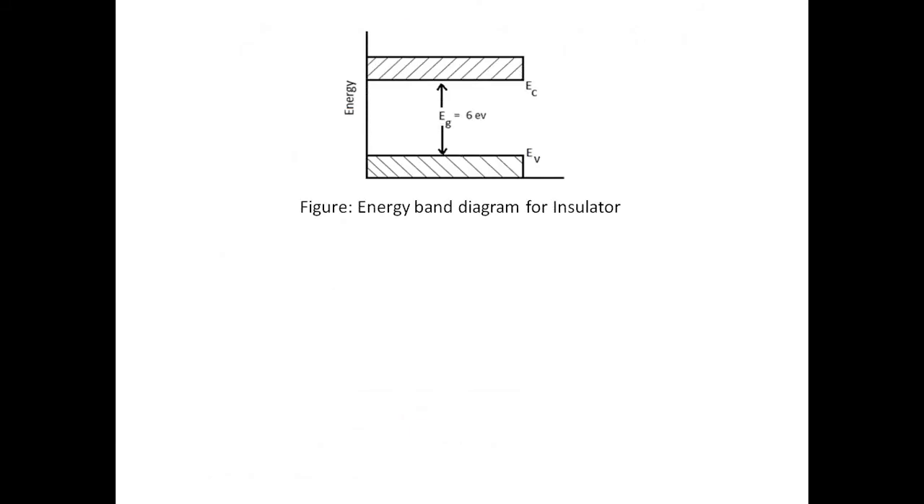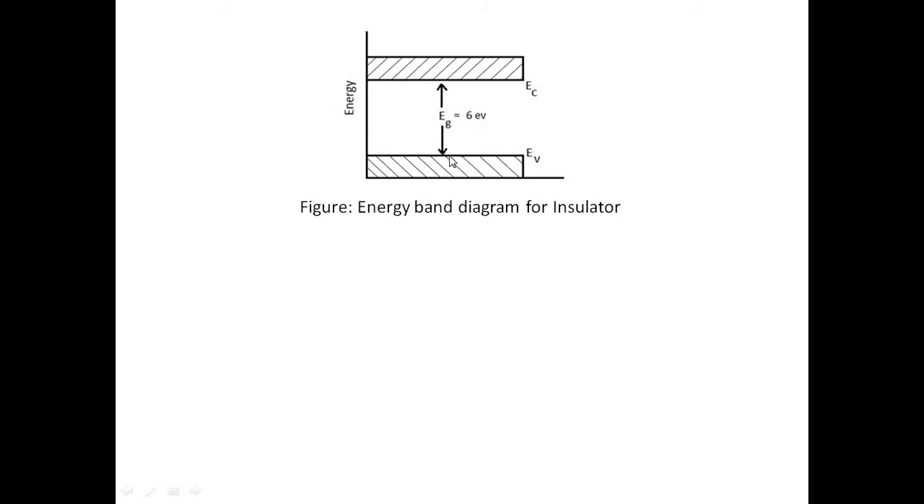Now, let us come to the second one called insulator. This is the diagram for the insulator. Now, there is an exact contrast between the energy diagram for conductors and the energy diagram for insulator. Here you have a maximum gap between the valence band and the conduction band. Here that is represented with 6 electron volts, and this is a very large energy gap, or you call it the forbidden energy gap between the valence band and conduction band.